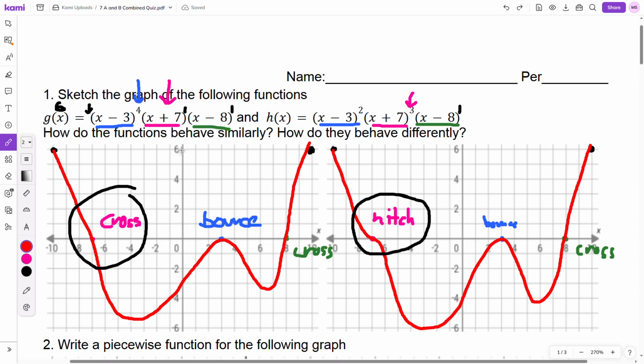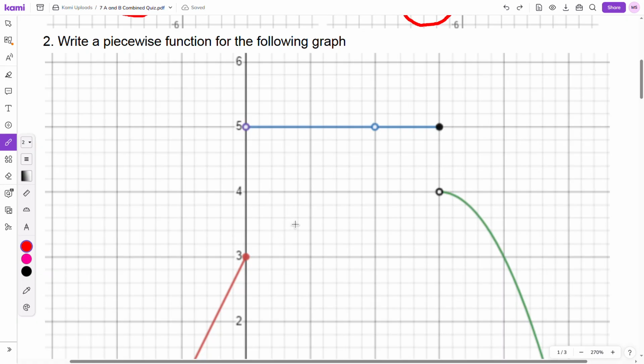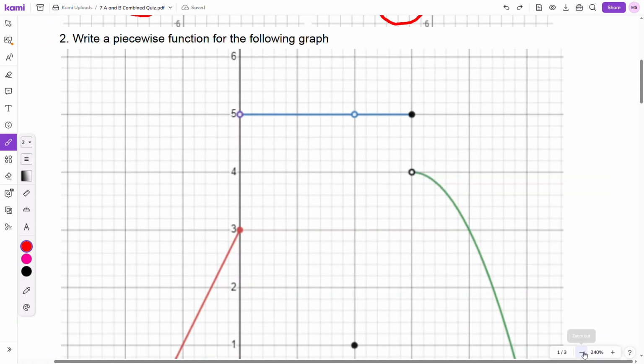And same thing with the hitches. So if you have degree 3 or 5 or 7 or 9, they're all hitches, just some are blockier than others. Some are starker than others. The cubic hitch is the most fluid and laziest of all. And then after that, they get blockier. Okay, number 2. Write a piecewise function for this graph.